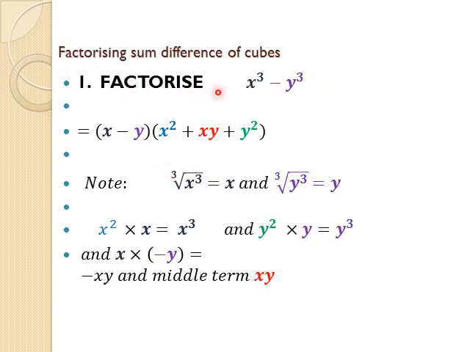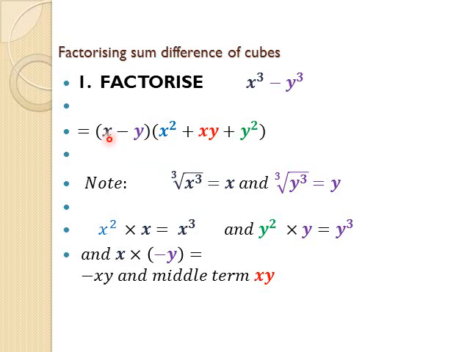So first, factorize x cubed minus y cubed. So x cubed is a perfect cube, y cubed is a perfect cube, and it has a minus, so this would be a difference of cubes. So the cube root of x cubed is x. The cube root of y cubed is y, right? x times x gives me x squared. Negative times negative gives me the positive. y times y gives me y squared.